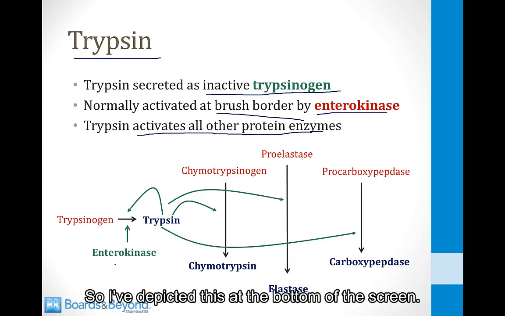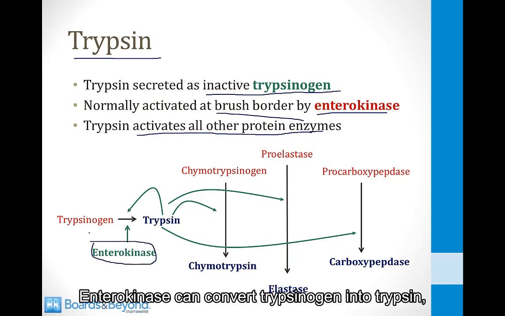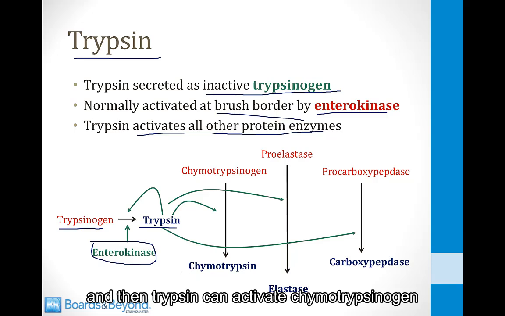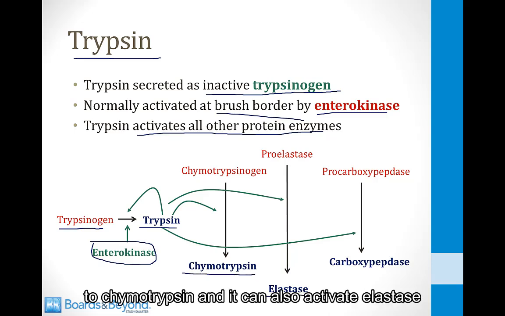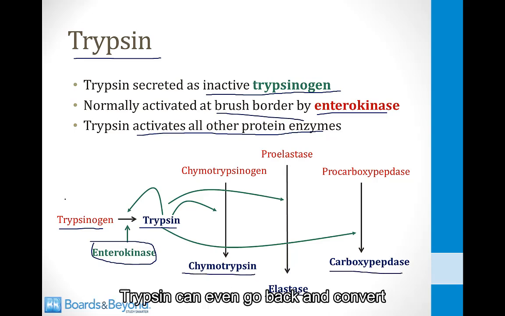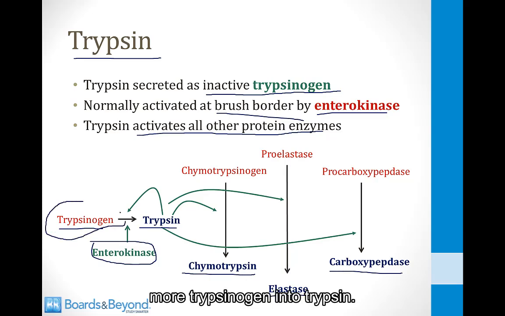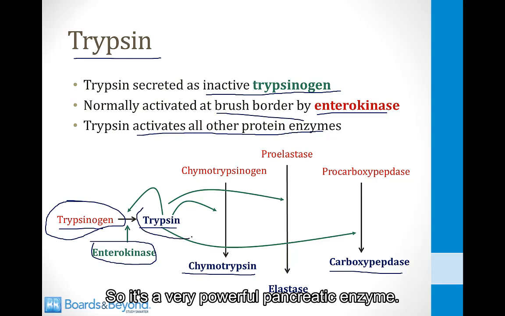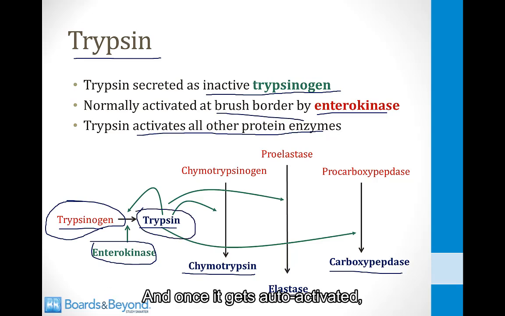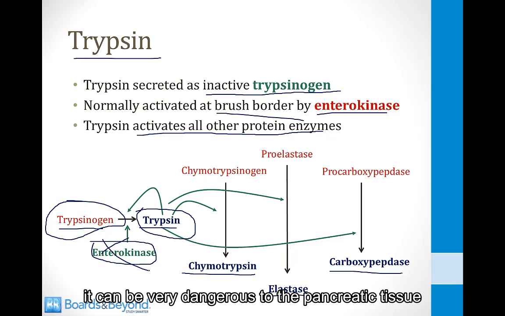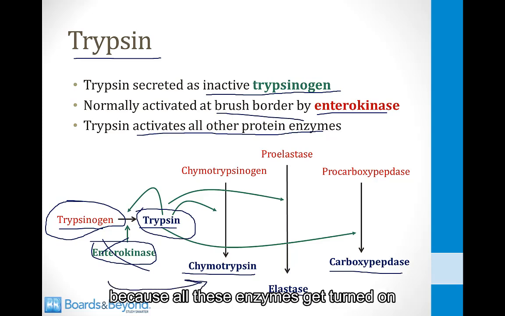So I've depicted this at the bottom of the screen. Enterokinase can convert trypsinogen into trypsin, and then trypsin can activate chymotrypsinogen to chymotrypsin. It can also activate elastase and carboxypeptidase. Trypsin can even go back and convert more trypsinogen into trypsin. So it's a very powerful pancreatic enzyme. And once it gets auto-activated, in other words, not activated due to enterokinase in the intestines, it can be very dangerous to the pancreatic tissue because all these enzymes get turned on and they begin to auto-digest the organ.